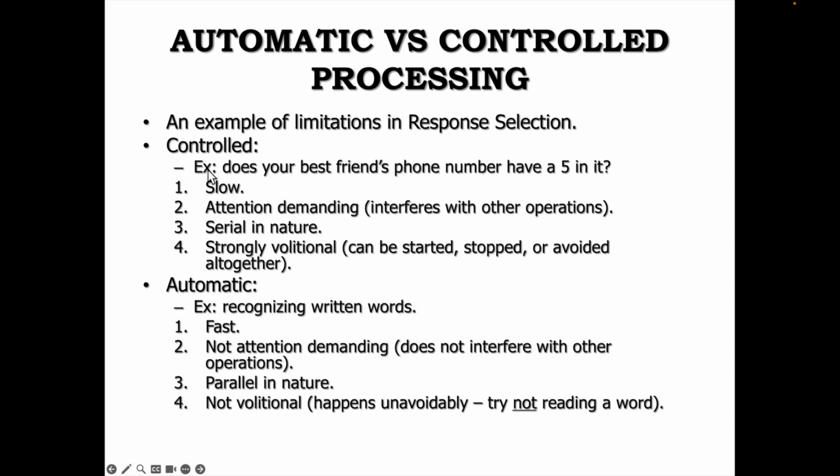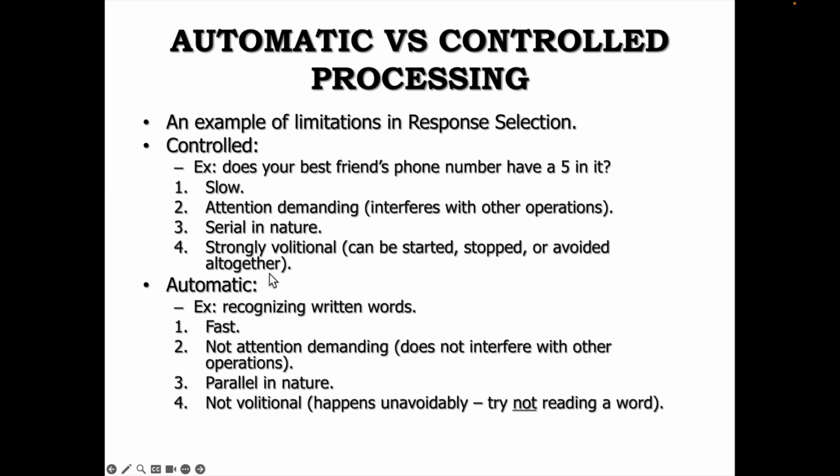So in a controlled processing example, it's very slow in nature. It is very attention demanding, meaning that we probably can't do many other things while we're trying to focus on this one thing. Controlled processing typically is serial in nature, meaning one thing has to happen before the next thing can happen. And it's strongly volitional, meaning voluntary, meaning it can be started, stopped, or avoided altogether. So again, this process of looking at the first digit, the second digit, the third digit of your best friend's phone number is very controlled in nature.